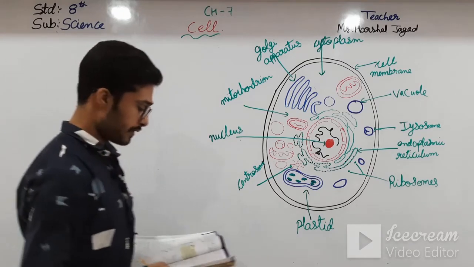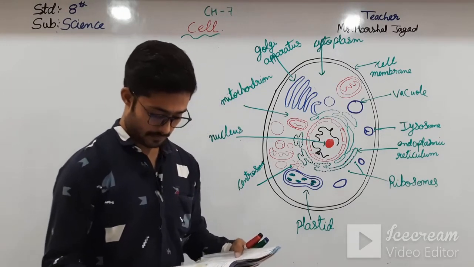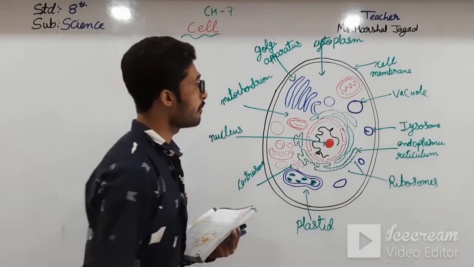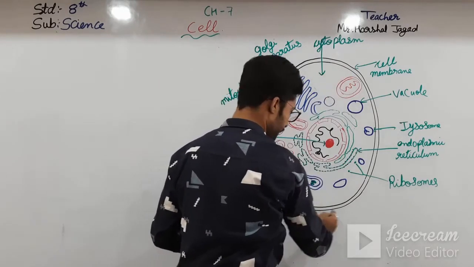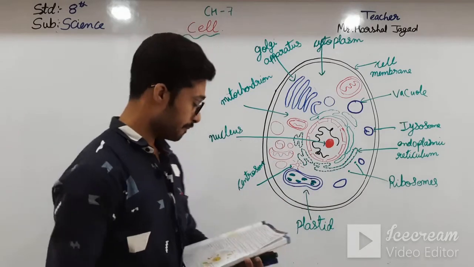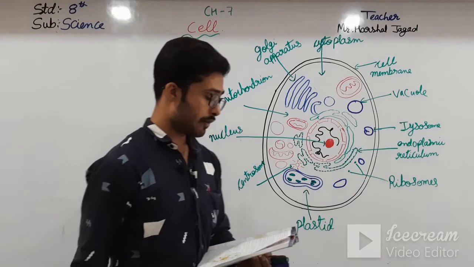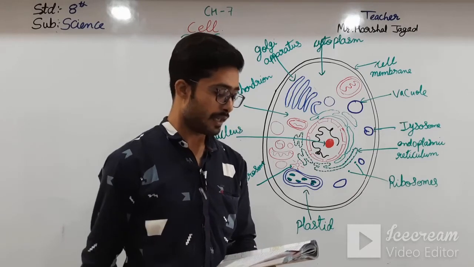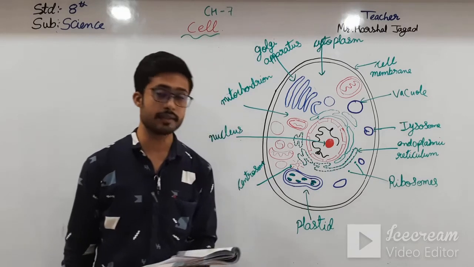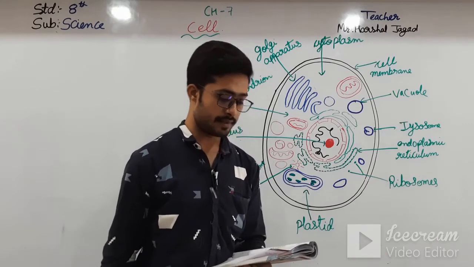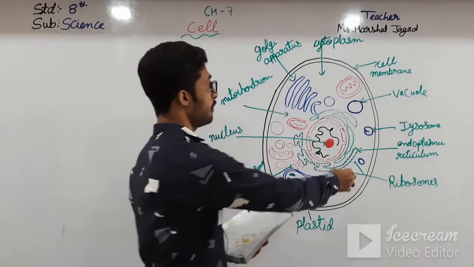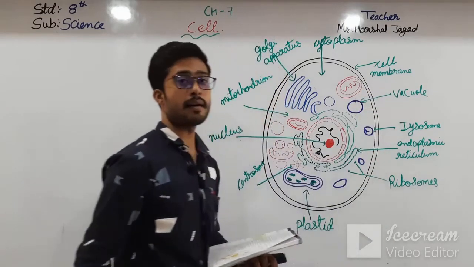See here, first of all, what is the cell membrane? In the figure you can see the cell membrane. The black line that is over the outside, that is the cell membrane. See what it does. It is the outer covering of the cell and allows selected substances to enter and leave the cell. The cell membrane is therefore porous and is also known as the plasma membrane.